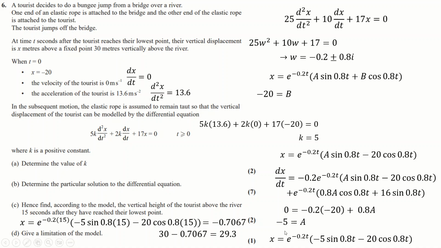So essentially, this is just saying you've come back up, you've bungee jumped, you've come back up to being just below this fixed point by this amount, which means you're this amount above the river, if that makes sense. Yeah, cool. Give a limitation of the model. I mean, just say whatever it says it is that you usually say. You're modeling the torus as a particle, I guess, for all of this. So that would be one reasonable thing to say.